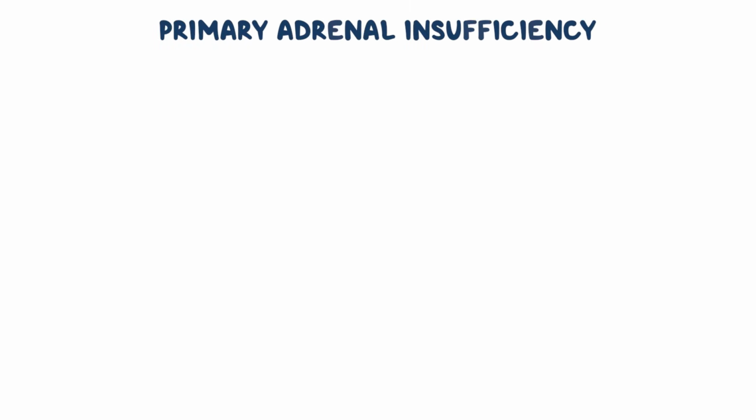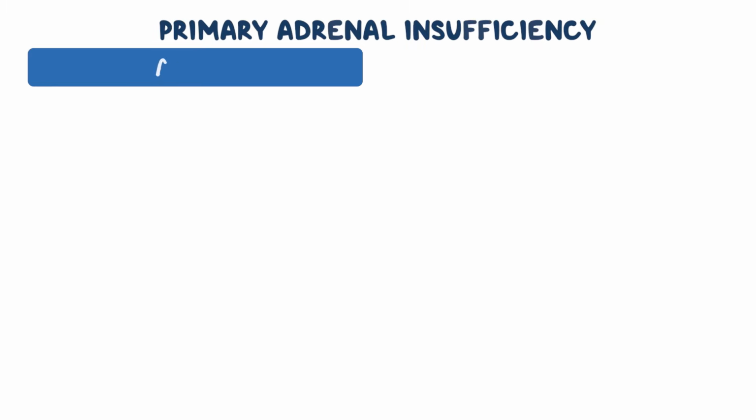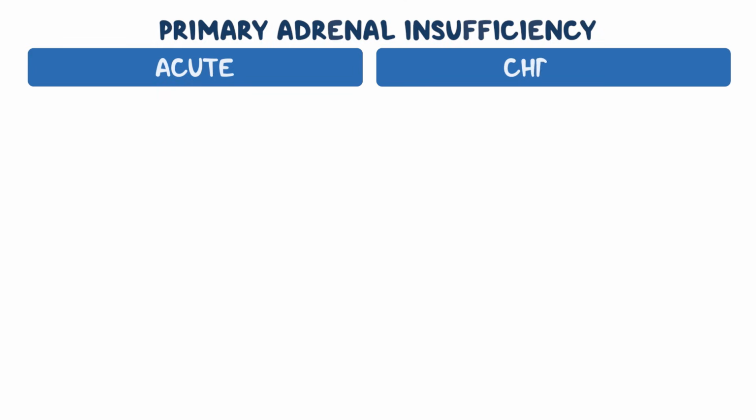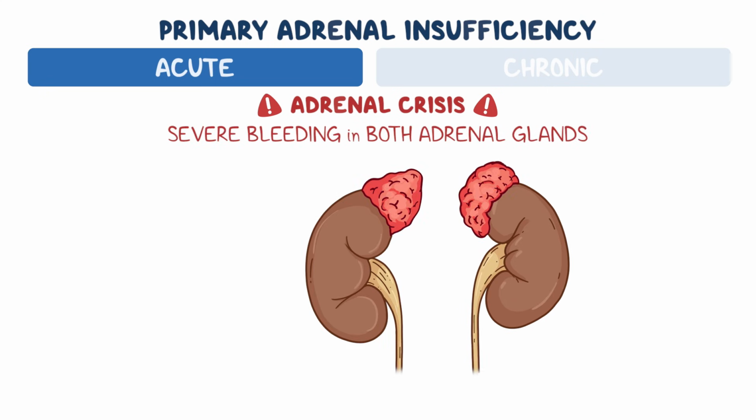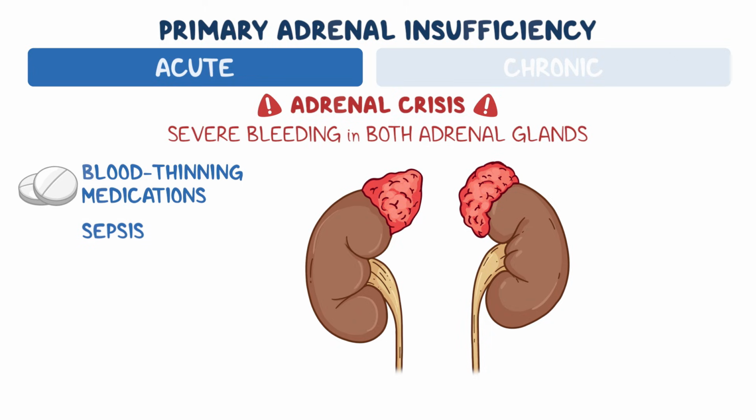Now, let's go back to primary adrenal insufficiency, which can be further subdivided into acute adrenal insufficiency and chronic adrenal insufficiency. Acute adrenal insufficiency, or adrenal crisis, can result from severe bleeding in both adrenal glands, which might occur due to blood-thinning medications or serious infections like sepsis. Moreover, adrenal bleeding in sepsis is also known as Waterhouse-Friderichsen syndrome.